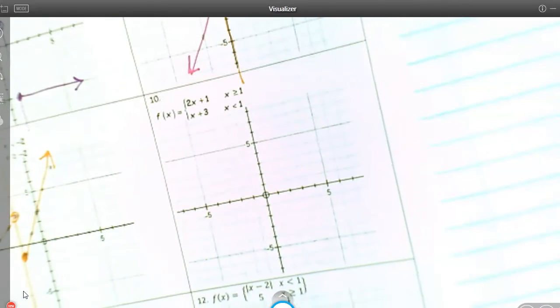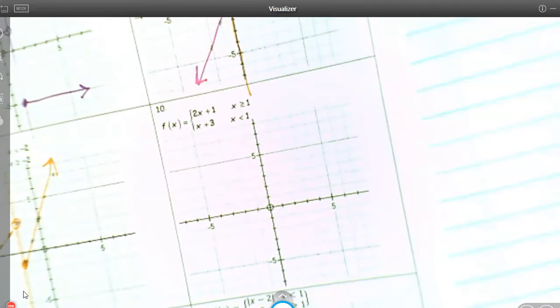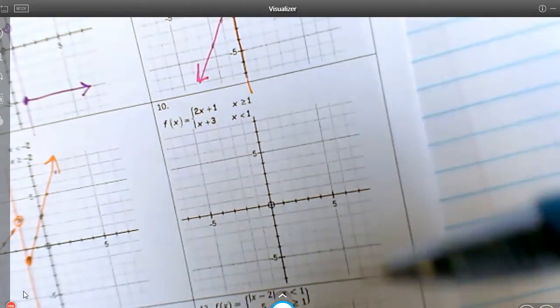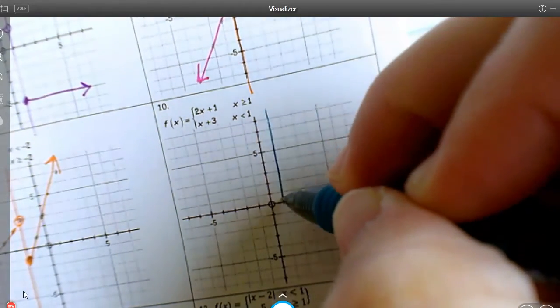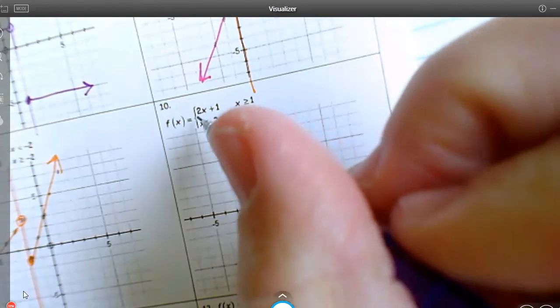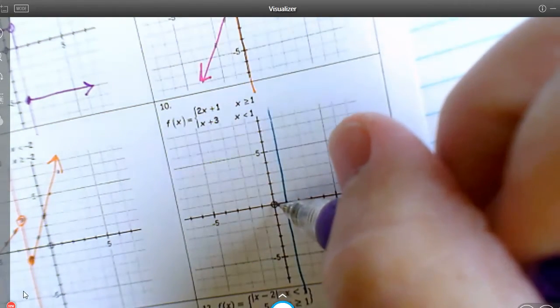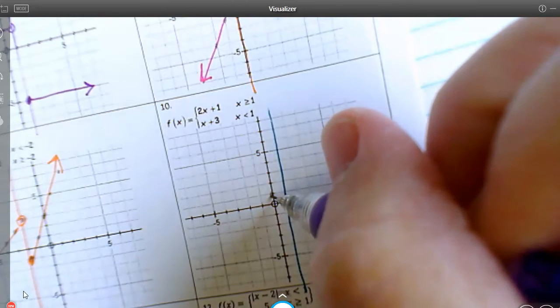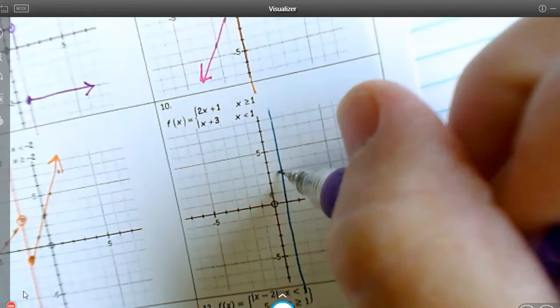Alright, on number 10. So 1 is the place where that one changes. Alright, and it says 2x plus 1. So let's just figure that out. We're going to go up 1 and put a point. Up 2 over 1. Oh, that's nice.